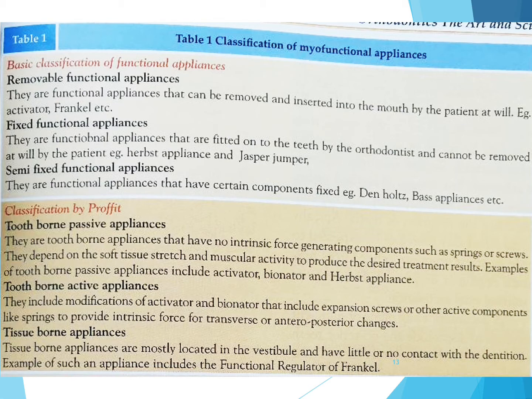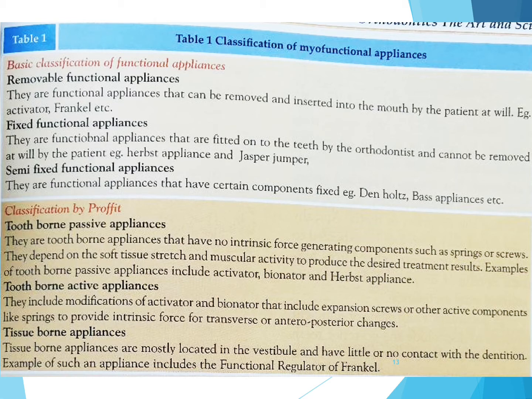The fixed functional appliance is a functional appliance that is fitted on the teeth by the orthodontist and cannot be removed at will by the patient, for example, the Herbst appliance and Jasper jumper. The third one is the semi-fixed functional appliances. These are appliances that have certain components fixed, for example, the Hotz and Bass appliance.